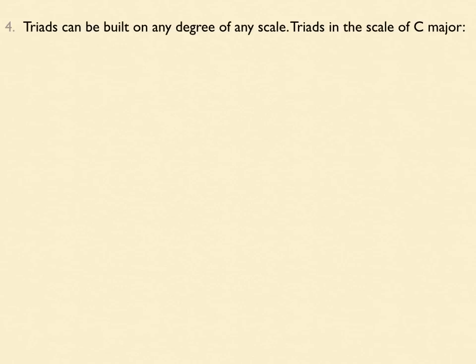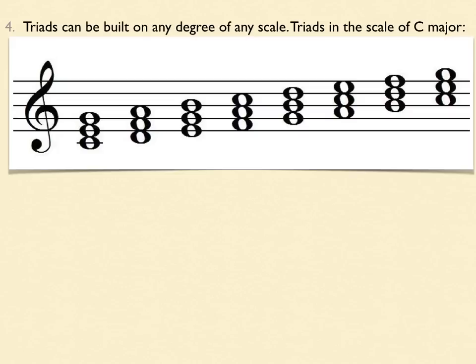So triads can be built on any degree of any scale. And we're going to look at the triads in the scale of C major. These are all the triads that are based on each degree of the scale of C major. So you can see that at the bottom of each triad is the scale of C major, C, D, E, F, G, A, B, C, for all 8 of those triads.